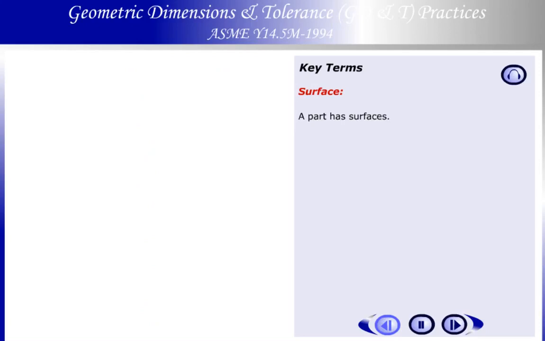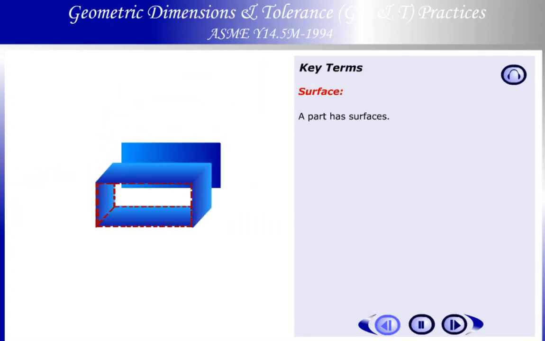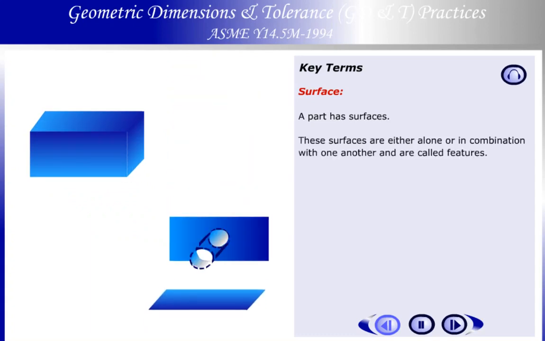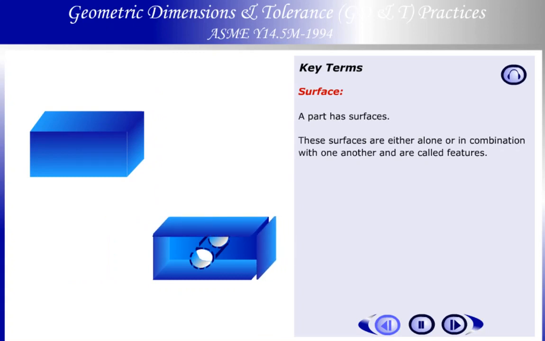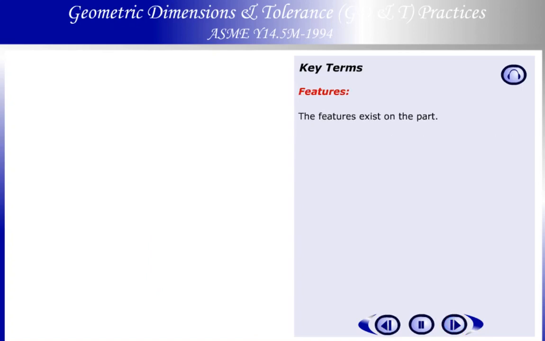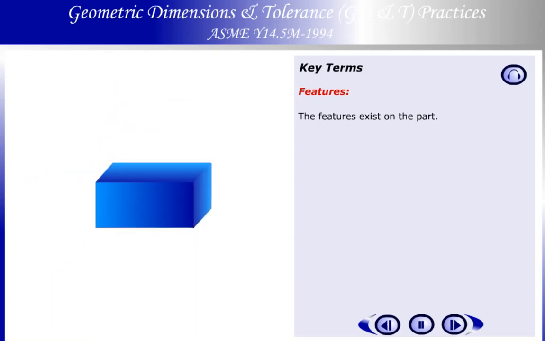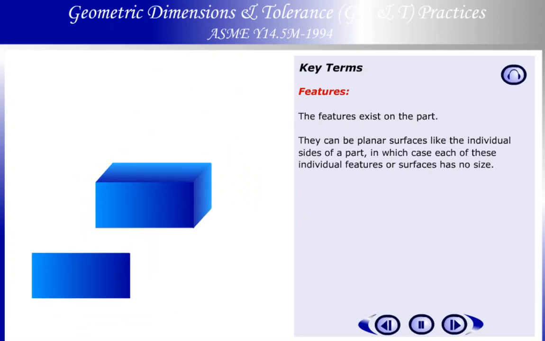Terms. Surface. A part has surfaces. Features. The features exist on the part. They can be planar surfaces like the individual sides of a part, in which case each of these individual features or surfaces has no size.